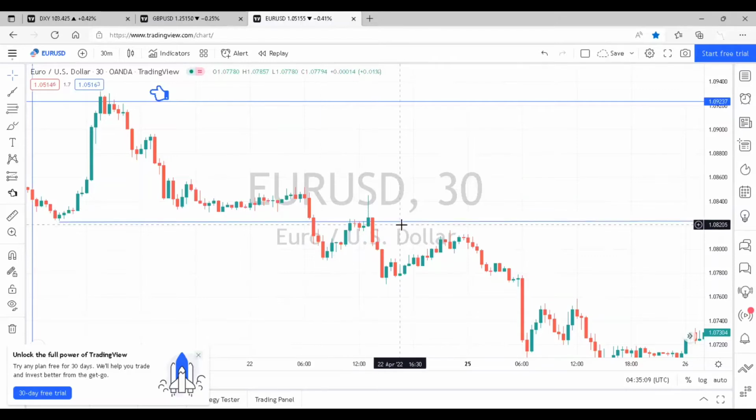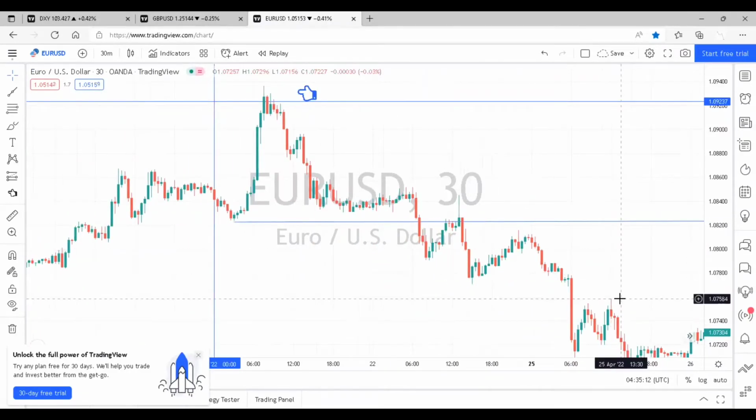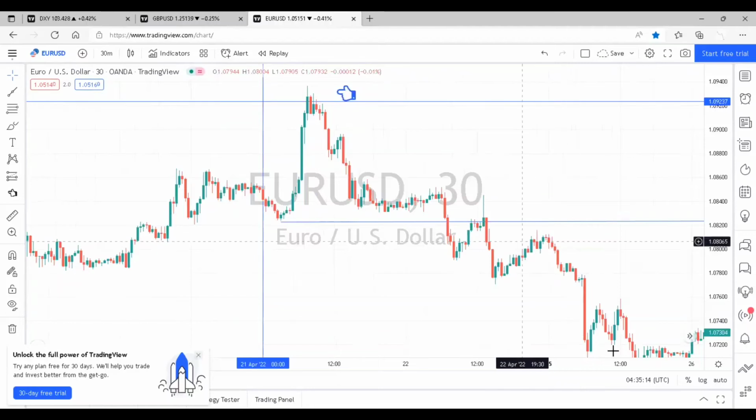Yeah, so the vertical line. So right here.